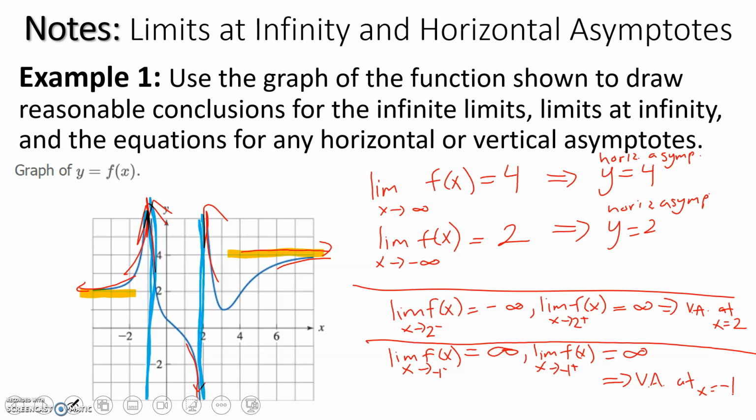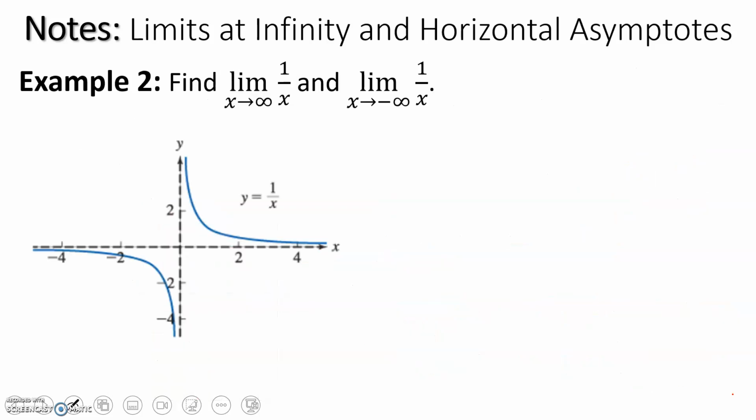All right, let's continue. Example 2. Find the limit of 1 over x as x approaches infinity. Okay, so let's look at the graph. This is our graph. And we are approaching infinity, so we're going this way. We're getting bigger and bigger. And it looks like we are getting trapped by 0. So logically speaking, this makes sense.